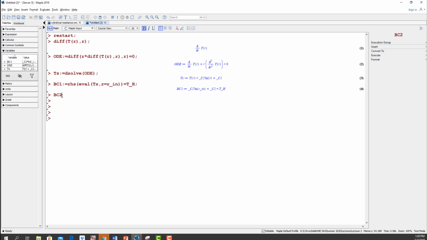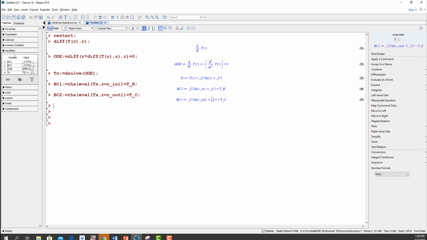So let's get the other boundary condition. The other boundary condition is basically the same thing, except now I'm going to evaluate my solution at r equals r out, and I'll set that equal to TC. So there's my other boundary condition. So now I have two algebraic expressions that I would need to solve in order to get C1 and C2. At this point, I could be done if I wanted. I could just copy this and plug it into ease, and copy this and plug it into ease, and hit solve, and ease would solve for C1 and C2.